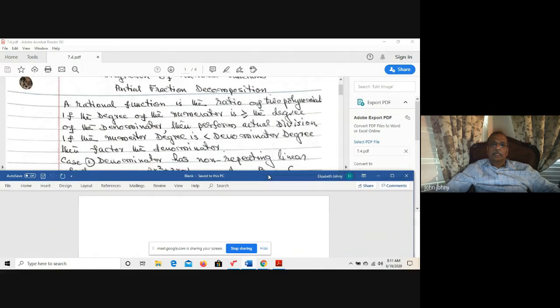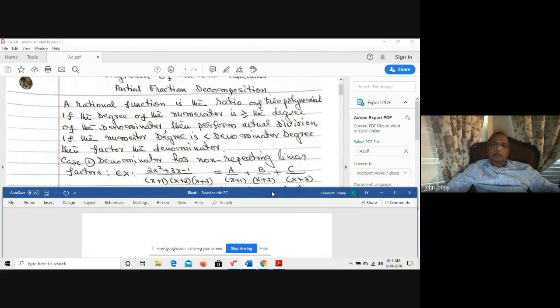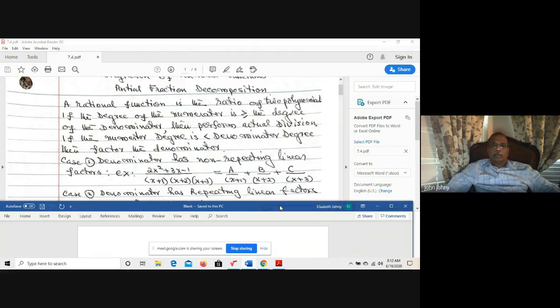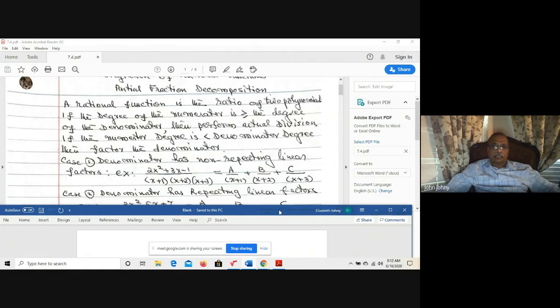Case 1, the denominator has non-repeating linear factors. Say, for example, after factoring, suppose you have an expression like this: 2x squared plus 3x minus 1 divided by x plus 1 times x plus 2 times x plus 3. So the denominator has three factors, none of them repeated. In that case, you set the whole expression equal to a divided by the first factor x plus 1, plus b divided by the second factor x plus 2, plus c divided by the third factor x plus 3.